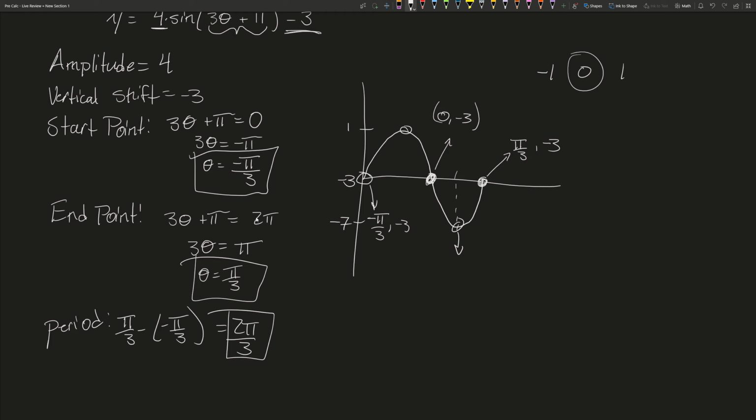So we need half the distance of pi/3. So we multiply by 1/2 to get pi/6. So this point right here is 0 plus pi/6, comma -7.